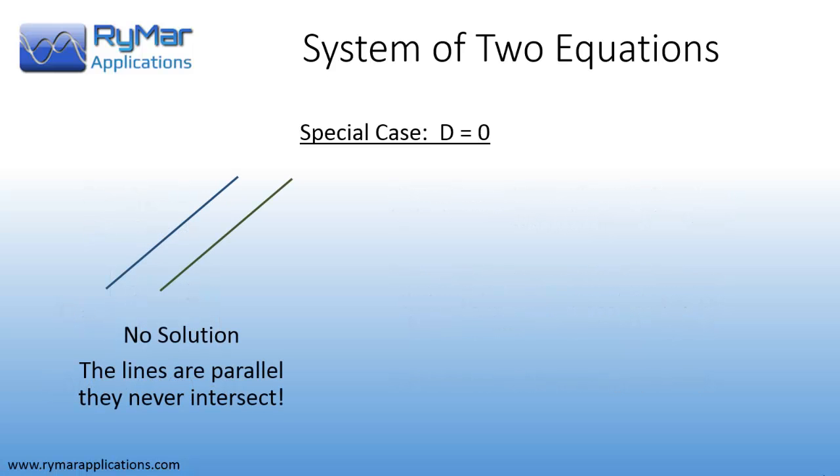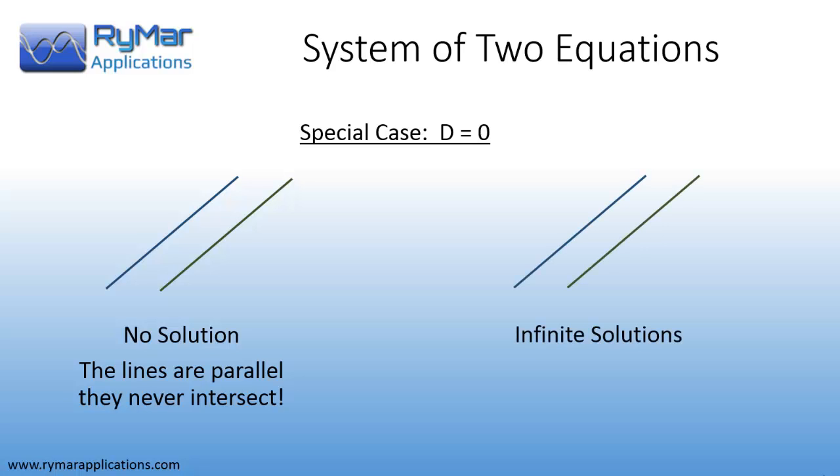For the case of no solutions, the two equations that you have describe lines that happen to be parallel to each other. Parallel lines never intersect. They never touch each other. They run side by side infinitely in both directions. If they never intersect, there is no solution.